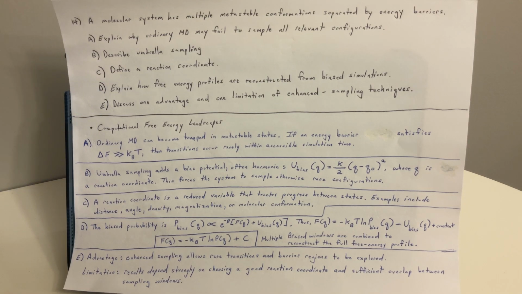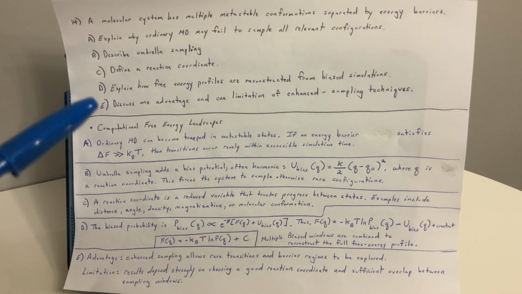Part D, explain how free energy profiles are reconstructed from bias simulations. The biased probability P sub bias of Q is proportional to e to the negative beta times the quantity F of Q plus U sub bias of Q. Thus, F of Q equals negative k sub B T ln P sub bias of Q minus U sub bias of Q plus a constant. So F of Q equals negative k sub B T ln P of Q plus C. And we could say multiple bias windows are combined to reconstruct the full free energy profile.